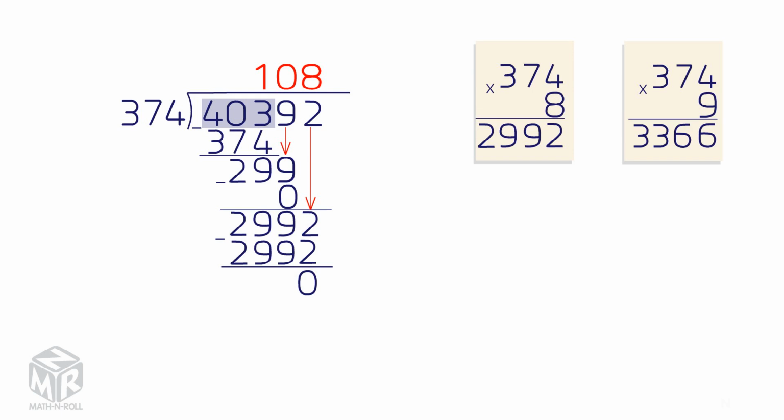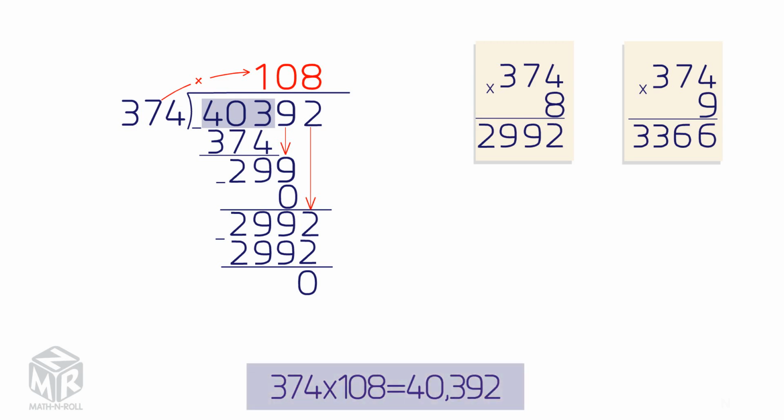Let's check our work. We multiply the divisor and the quotient. 374 times 108 is 40,392, which is equal to our dividend. So our answer is correct.